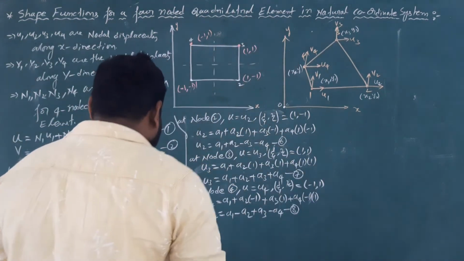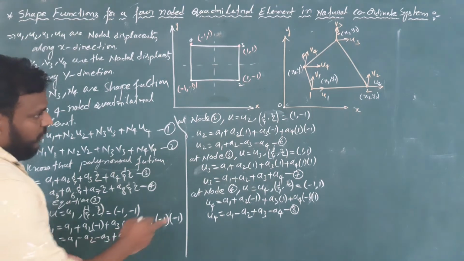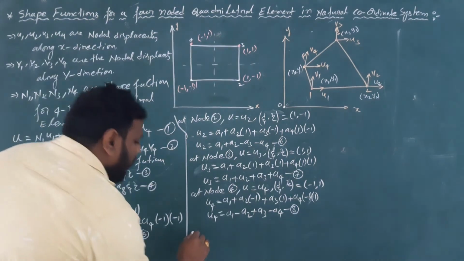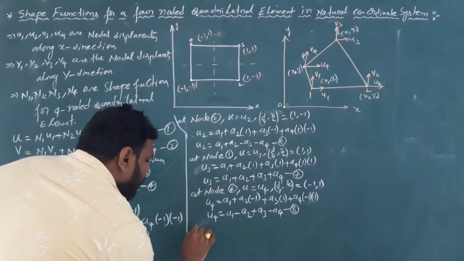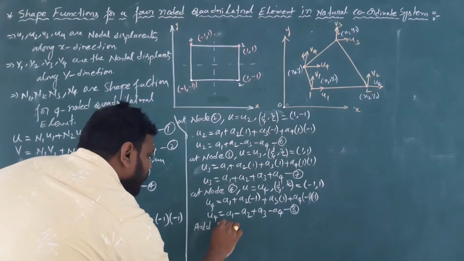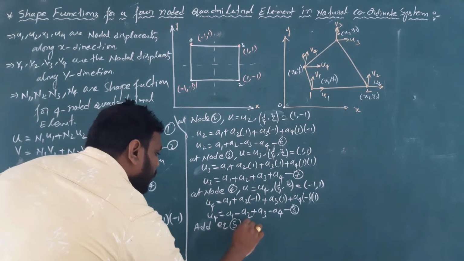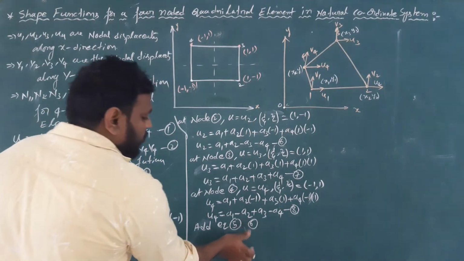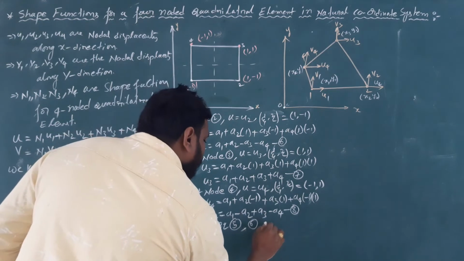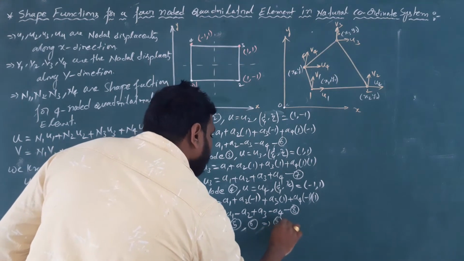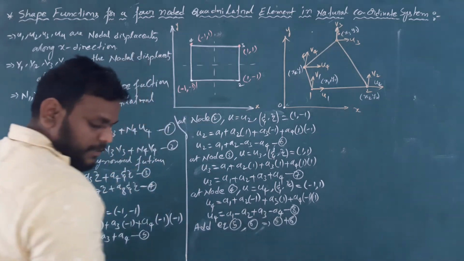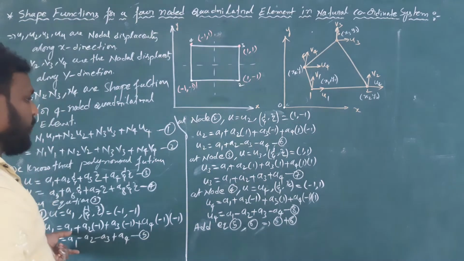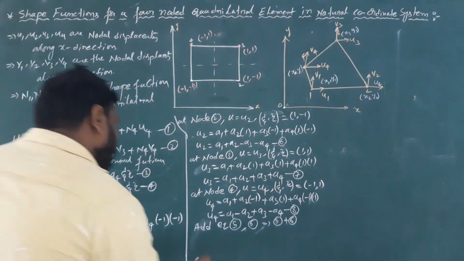Okay, now simplify. From equation number 5, add equations 5 and 6. Add equation 5 plus 6. Okay, add it. Now after adding the 5th equation and the 6th equation, write it here.